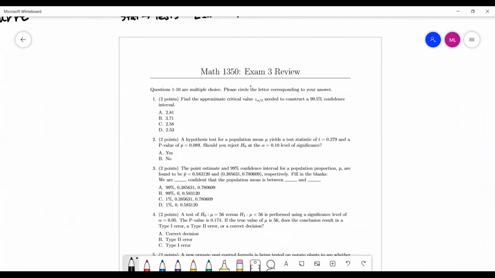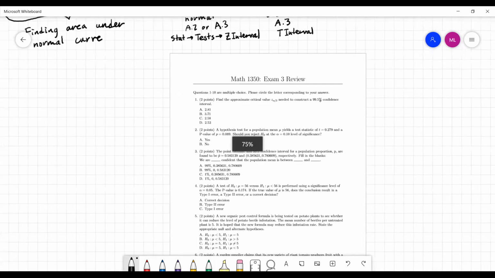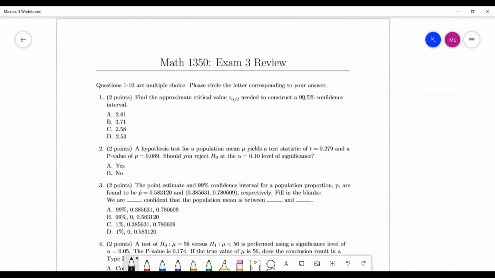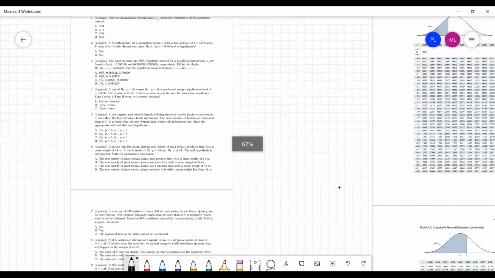So problem number 1 says, find the approximate critical value z sub alpha over 2 needed to construct a 99.5% confidence interval. And there's a hard way to do this and an easy way to do this. And I would encourage you all to please do the easy way. We just need to look this up over in table A3. So if I go find table A3, it lists a bunch of common confidence levels. And one of those common ones happens to be 99.5.